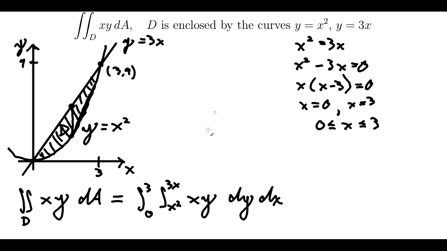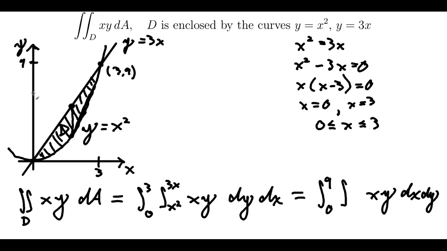Now we were asked to set this up both ways and also to evaluate it both ways. I don't want to go through the full evaluation, but it is important to look at how we would set this up the other way. So I'll go ahead and write this for a moment. The other order of setup would have the dx on the inside and dy on the outside.